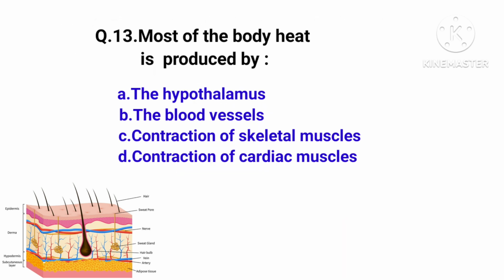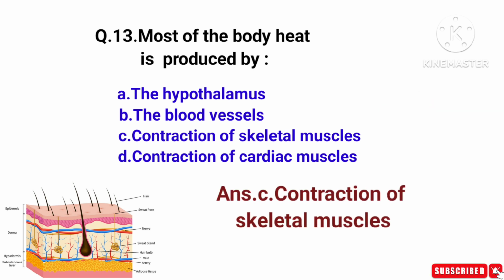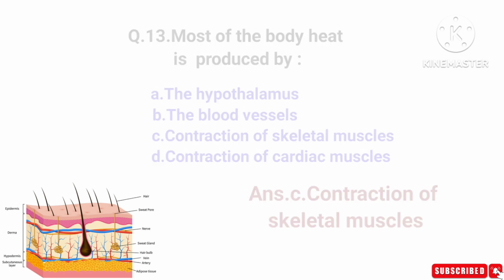Most of the body heat is produced by the hypothalamus, the blood vessels, contraction of skeletal muscles, or contraction of cardiac muscles. Most of the body heat is produced by contraction of skeletal muscles.